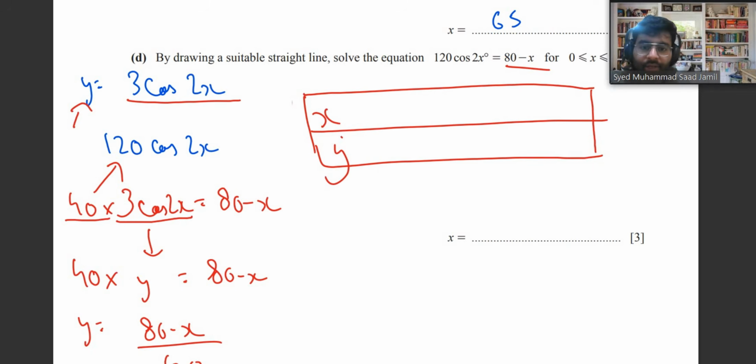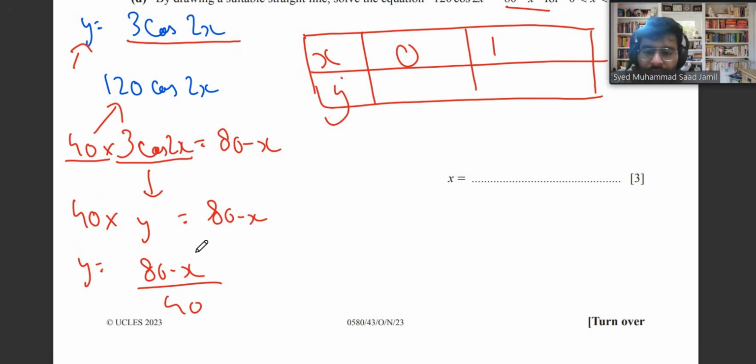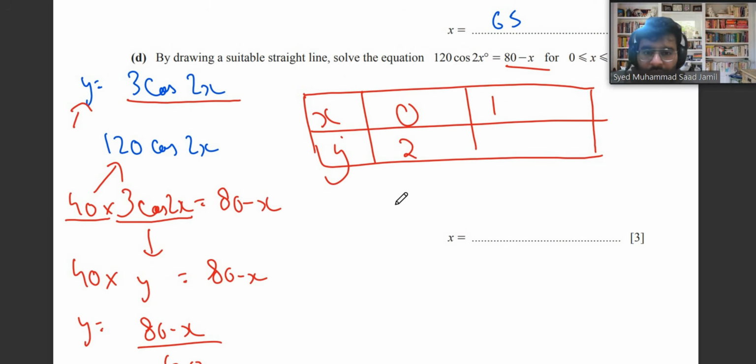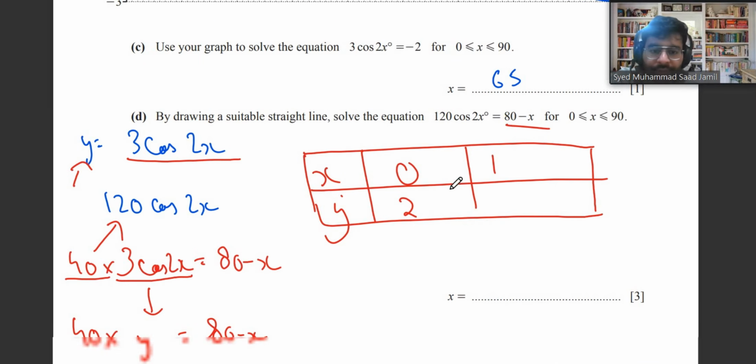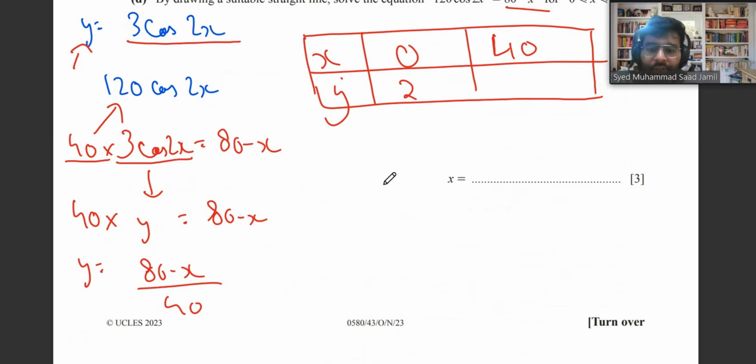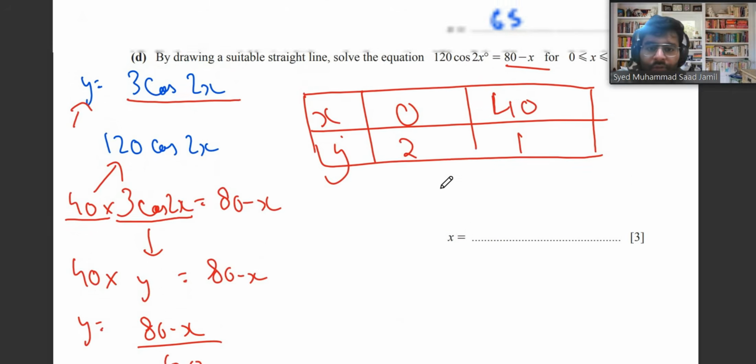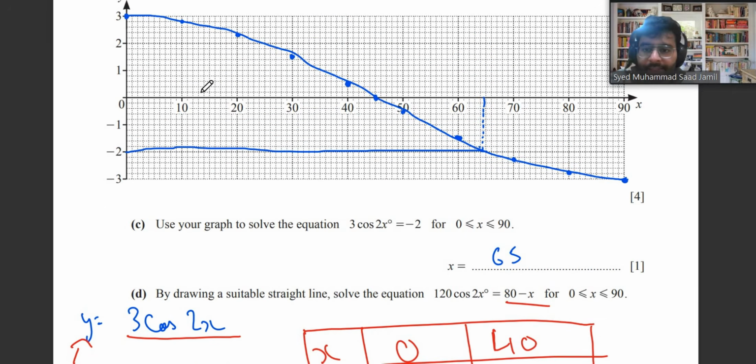So let me take two values. X, y. Let's take 0 and 1 for now. So when I take 0, so that's 80 minus 0 is 80. 80 divided by 40 is 2. And when I take 1, it might not be a good number actually. You know why? Because look at the diagram. So instead I'll take 40. Because you have to take values based on the diagram. So 80 minus 40 is 40. 40 divided by 40 is 1. So the 2 points are 0, 2 and 40, 1.